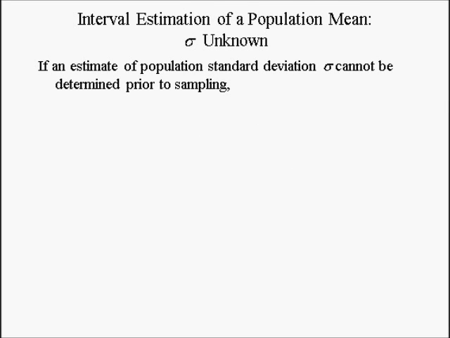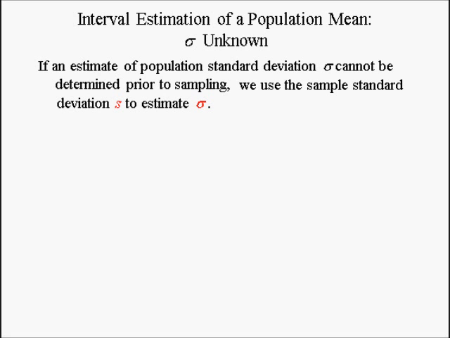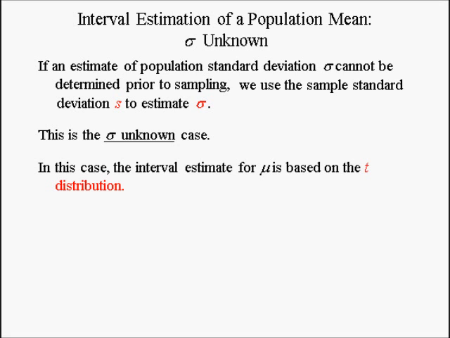If an estimate of the population standard deviation, sigma, cannot be determined prior to sampling, we use the sample standard deviation, S, to estimate the population standard deviation, sigma. This is the sigma unknown case. In this case, the interval estimate for the population mean, mu, is based on the t distribution. When sigma is known, we use z. When sigma is unknown, we use t because S, the standard deviation of the sample, is used as an estimate of the population standard deviation, sigma.